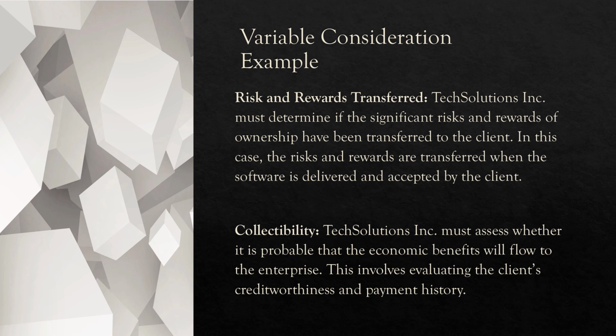So when we look at the first revenue criteria, risk and rewards transferred, Tech Solutions Inc. must determine if the significant risk and rewards of ownership have been transferred to the client. In this case, the risk and rewards are transferred when the software is delivered and accepted by the client. If the software meets the performance benchmarks, the client benefits from the enhanced functionality, and Tech Solutions Inc. earns the performance bonus. For collectibility, Tech Solutions Inc. must assess whether it is probable that the economic benefits will flow to the enterprise. This involves evaluating the client's creditworthiness and payment history. If the client has a good payment history and there are no indicators of financial difficulties, it is probable that the performance bonus will be collectible.